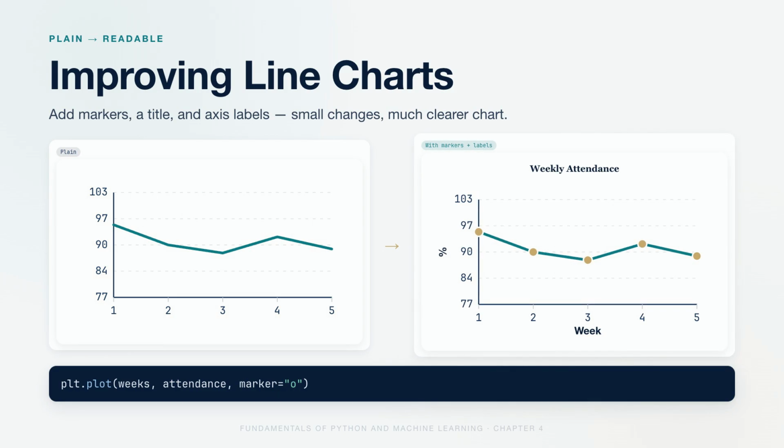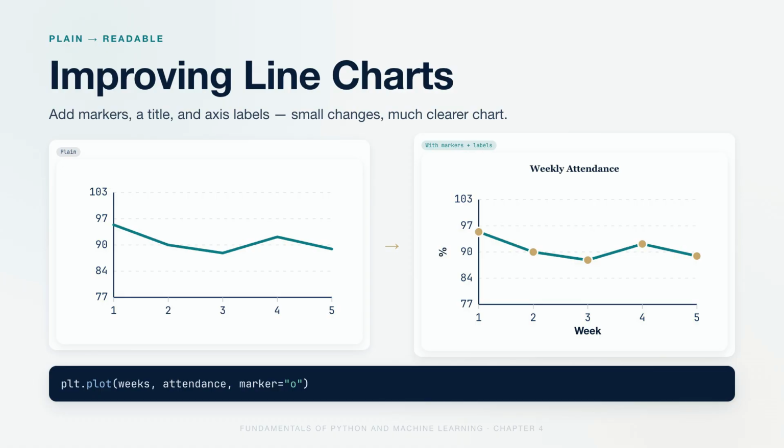For example, we can add markers to show each data point. We can also add a title and axis label, which should almost always be included. Good charts should answer three questions. What is being measured? What do the axes represent? And what should the viewer notice?